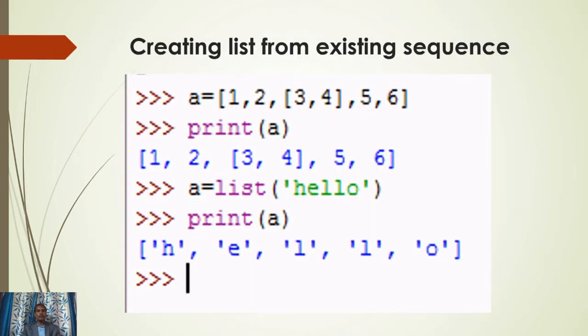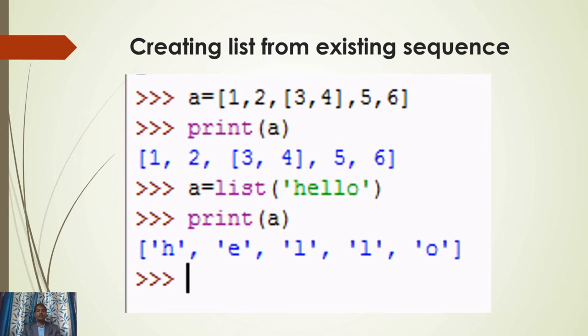Now, I have created a list of hello. All the elements are separated by comma inside the square bracket and enclosed in single inverted comma. We cannot put any number value inside the bracket.